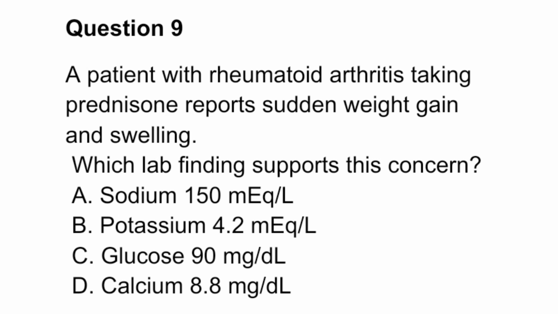Question 9. A patient with rheumatoid arthritis taking prednisone reports sudden weight gain and swelling. Which lab finding supports this concern? A. Sodium 150 mEq/L. B. Potassium 4.2 mEq/L. C.